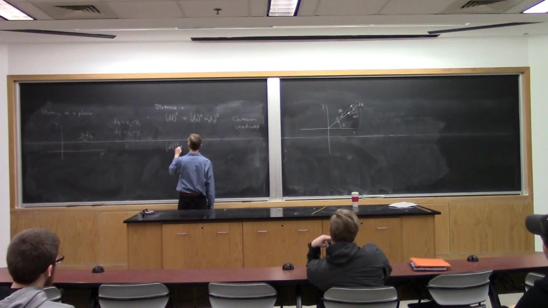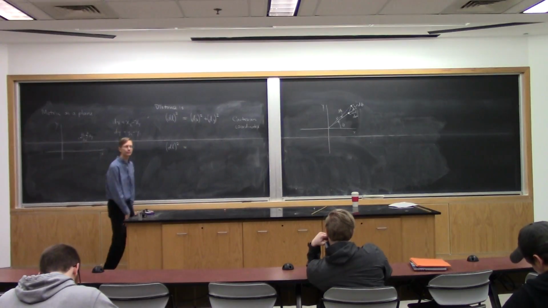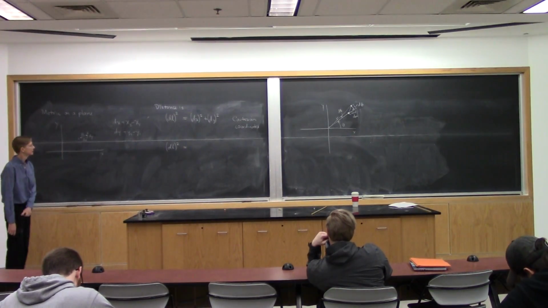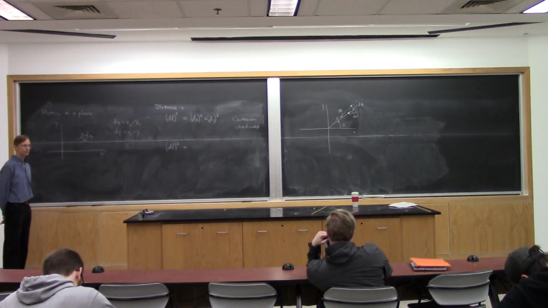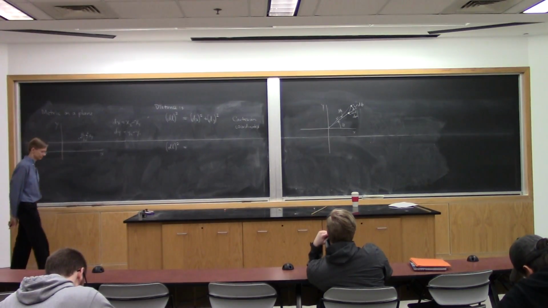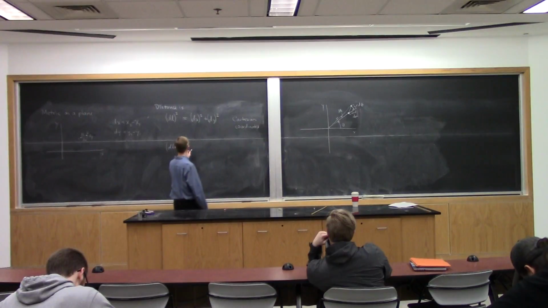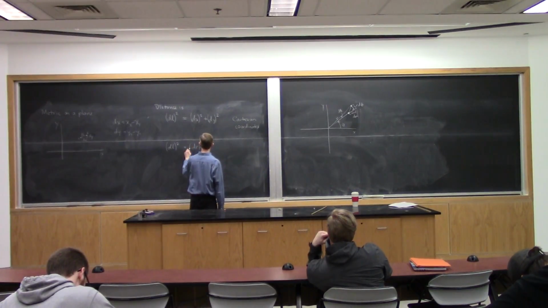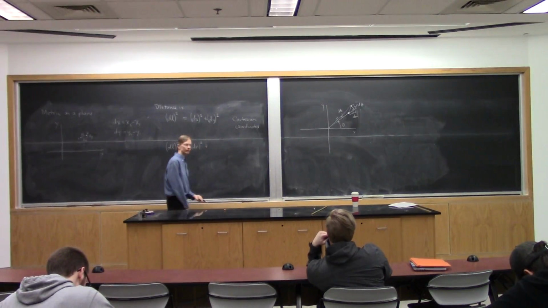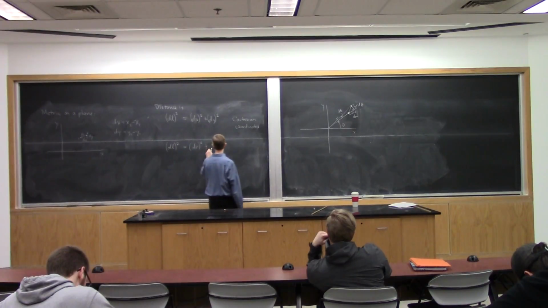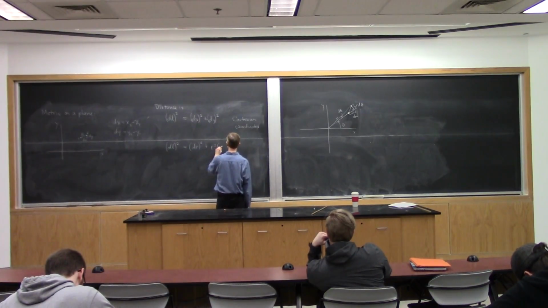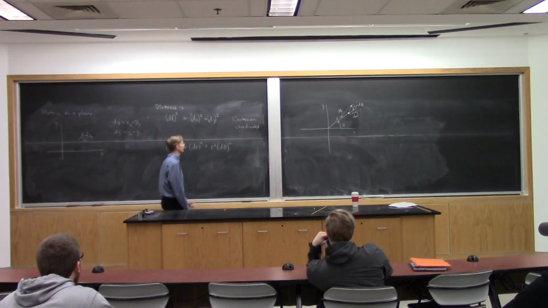So, for infinitesimal separations between the points, dl squared is what in polar coordinates? dr squared plus r d theta squared, which I can say is r squared times d theta squared. So that's for polar coordinates.